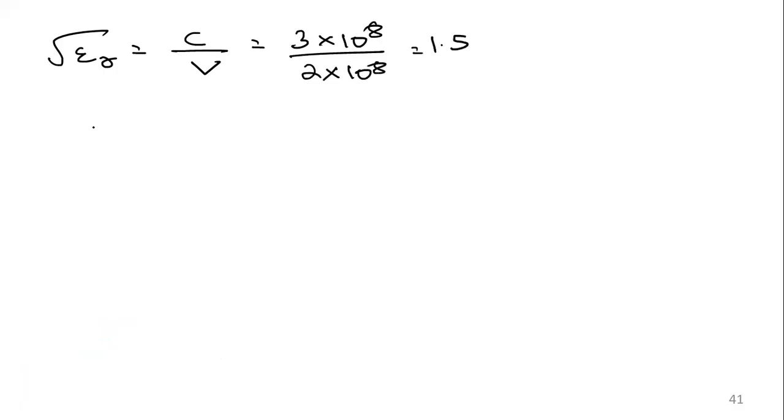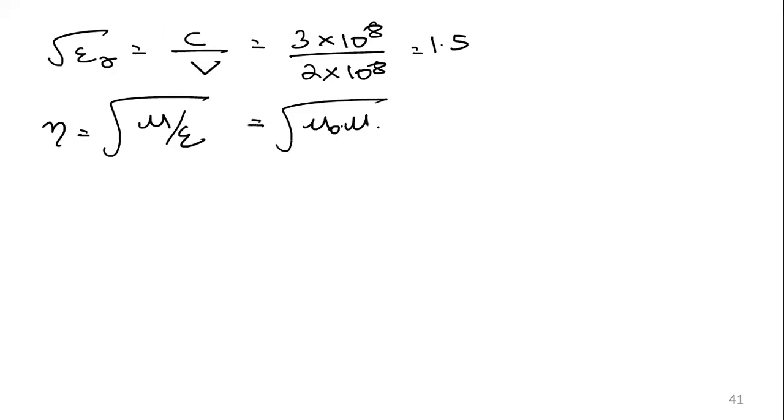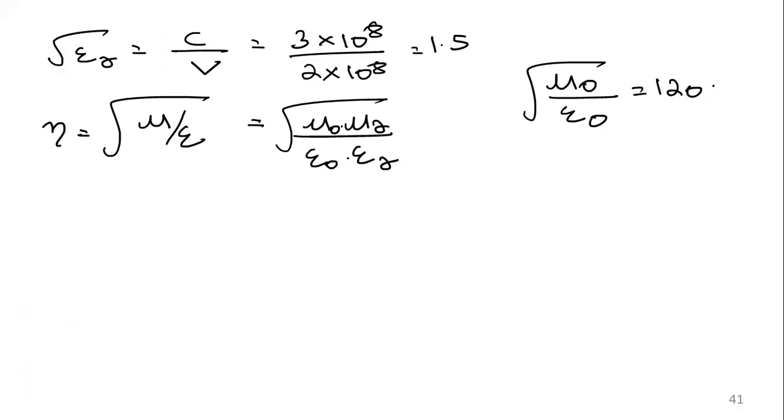Also we know that eta is equal to root of mu by epsilon, from the expression we have obtained. Then it will be root of mu naught into mu r by epsilon 0 into epsilon r. Root of mu naught by epsilon naught, we know the values, 8.854 and so on, and we can obtain it as 120 pi. Keep these shortcuts in your mind when you do the problem, so it will be easier for you.